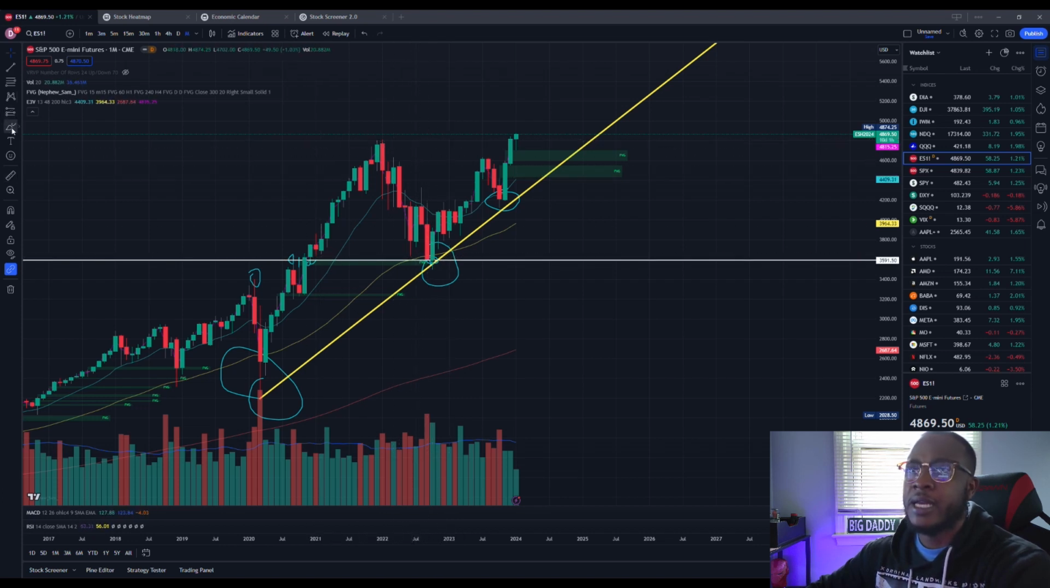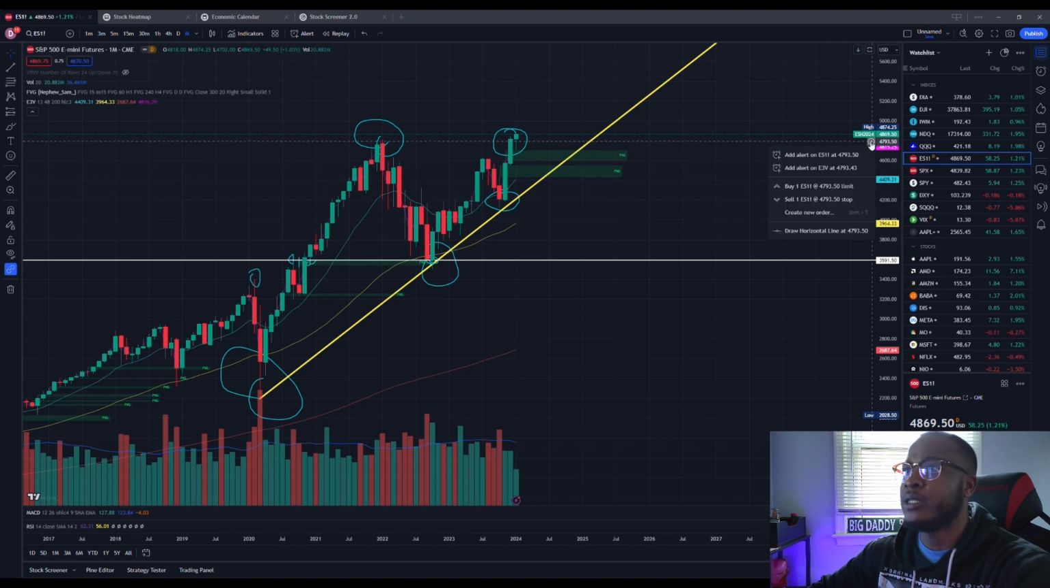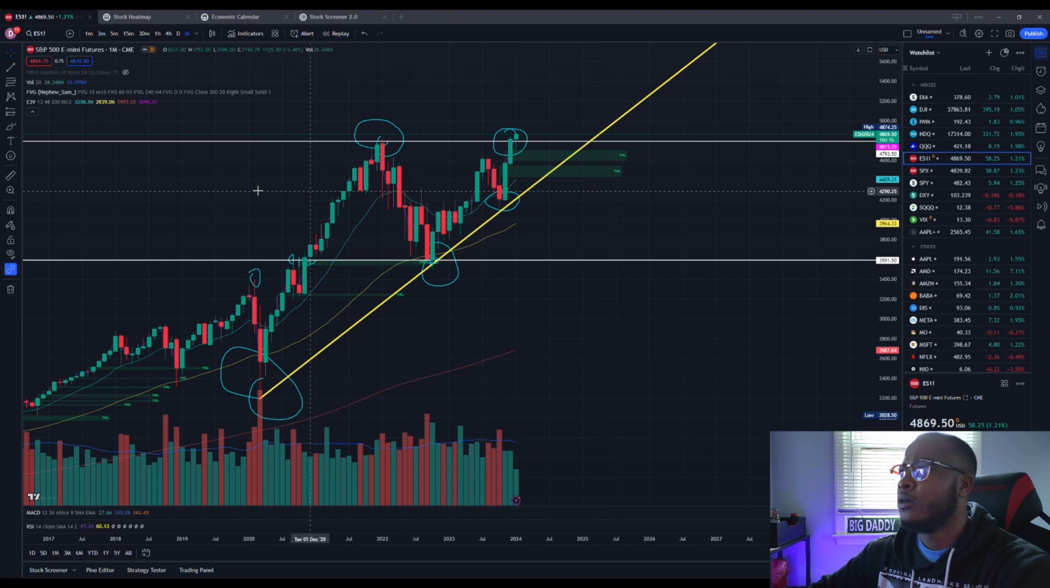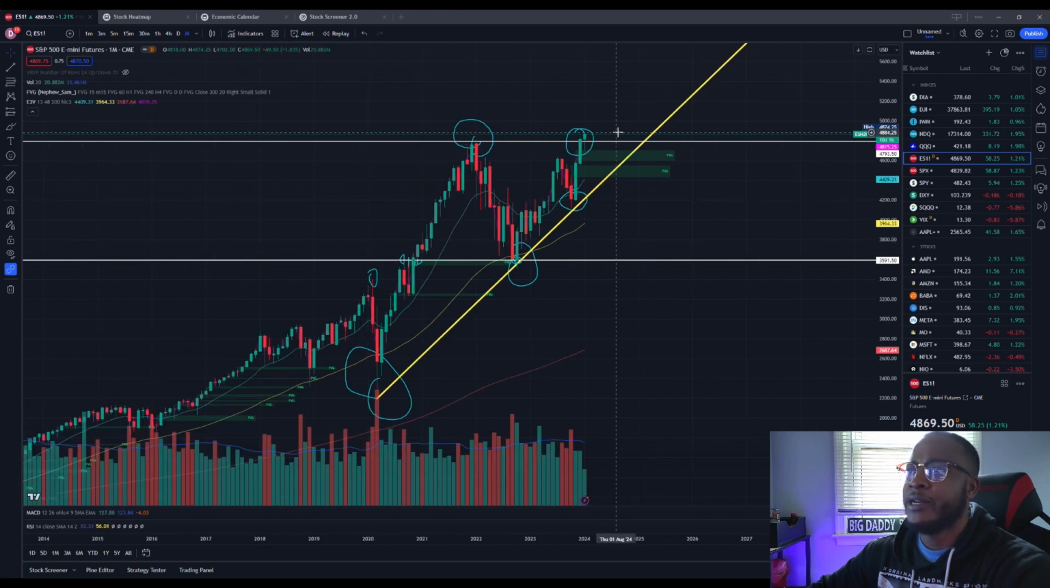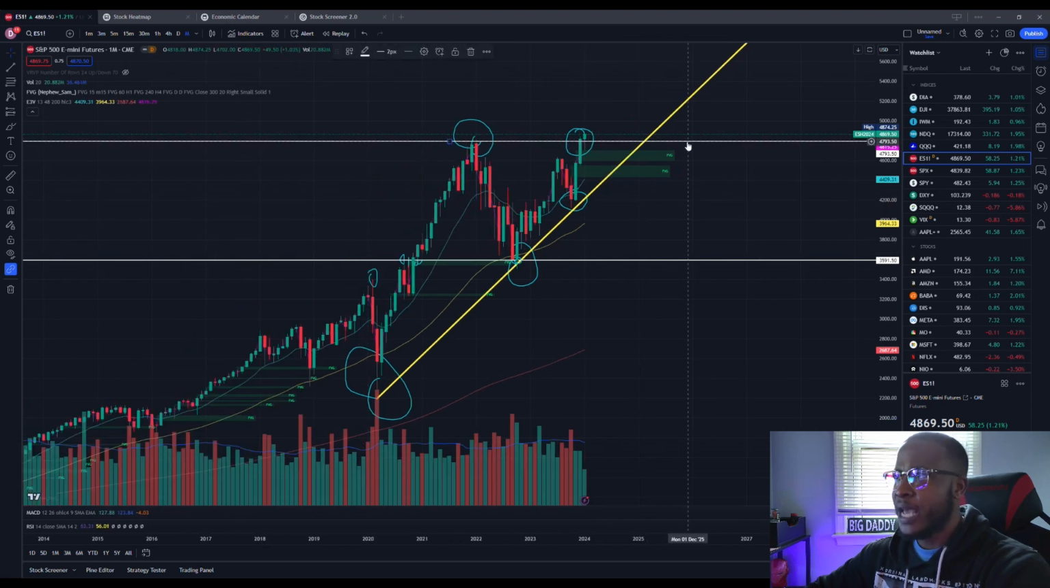it is now serving as support. And then back to our marker, we see that we have a top right here, and this top, which we're actually taking out right now, is a resistance line that should be serving as a support line whenever we come back to it. So we'll draw a line right here. We have an overhead resistance.